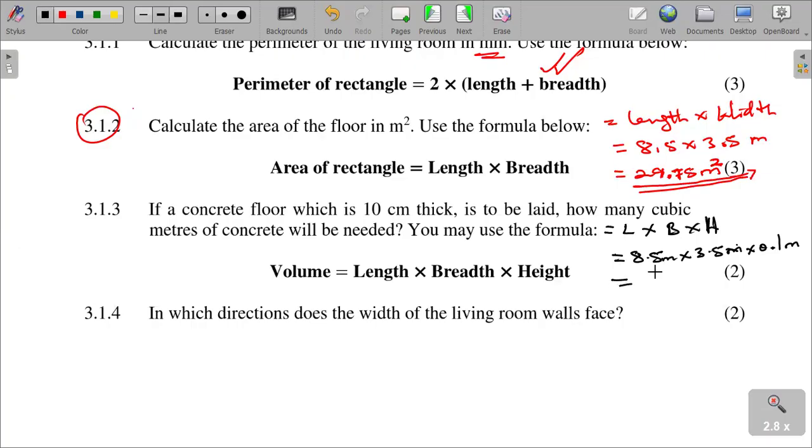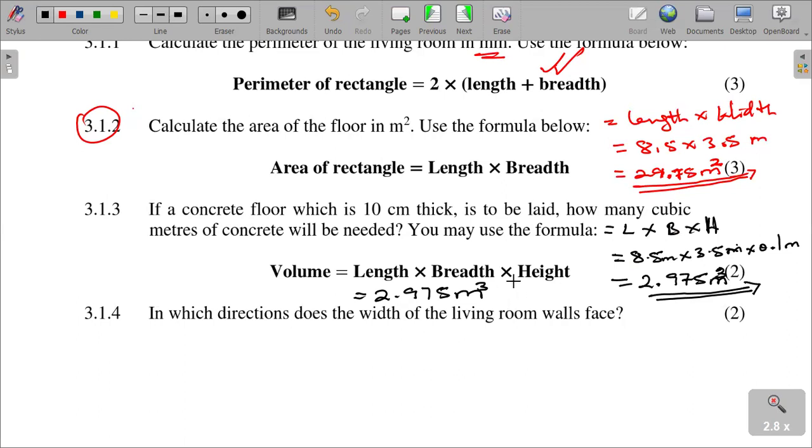And then when you multiply that, you can actually get 2.975 cubic meters. Don't forget the units: when we are in volume, it is cubic meters. So this is 2.975 cubic meters there. And then, in which direction does the width of the living room wall face?